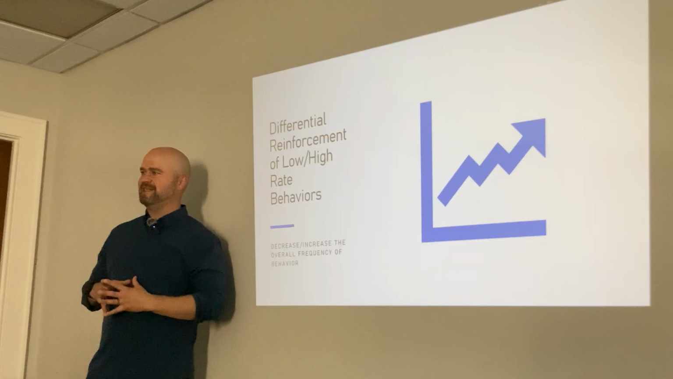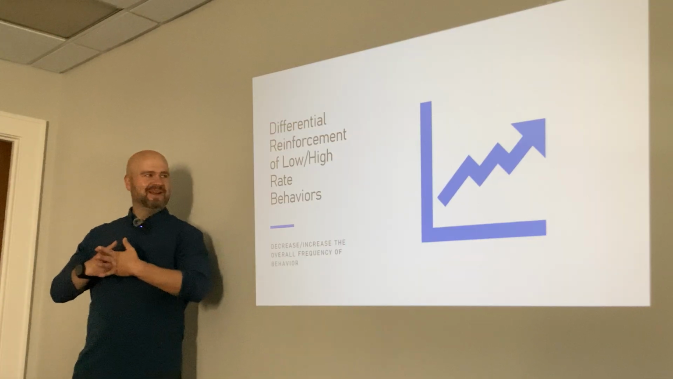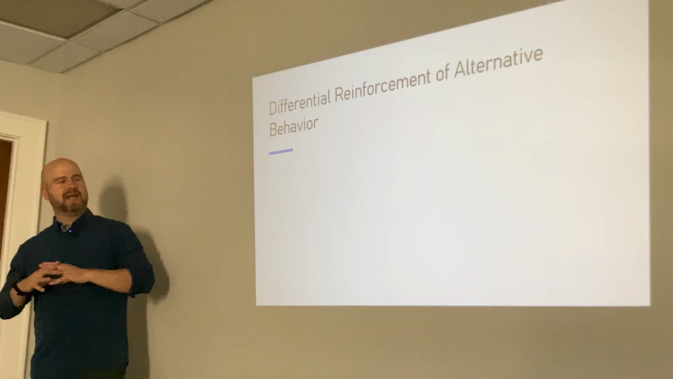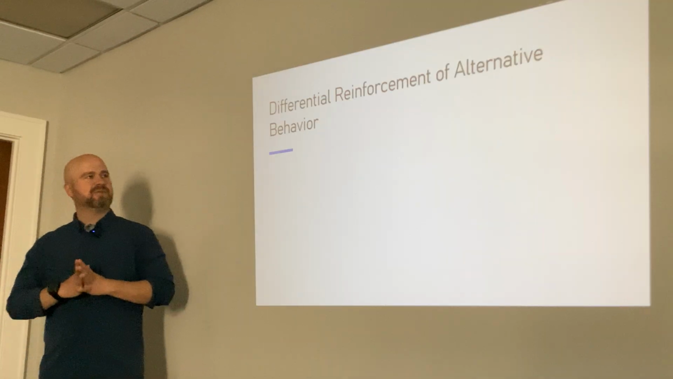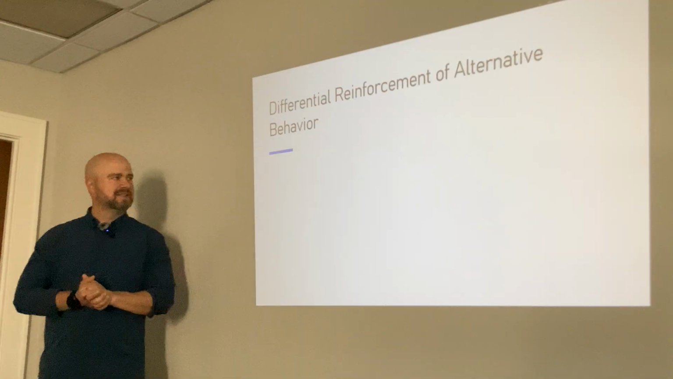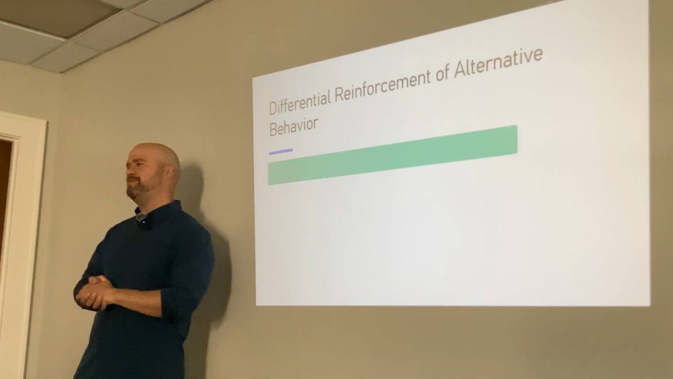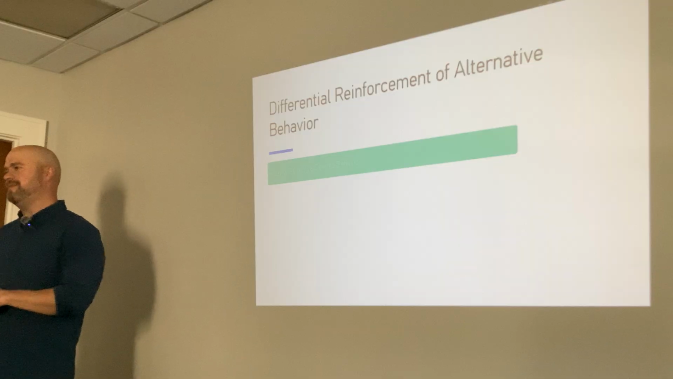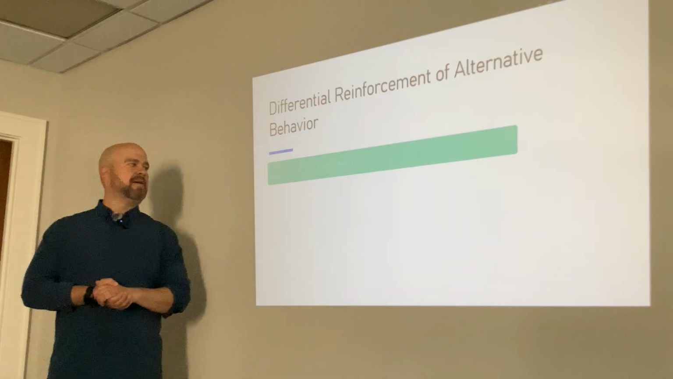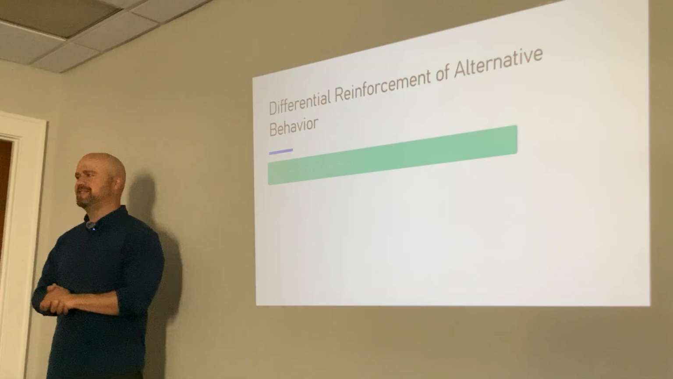So we can also provide reinforcement for low or high rates of behavior. Okay, any questions on this strategy? Okay, and then finally, what I'm going to spend a little bit more time on is differential reinforcement of alternative behaviors. So this is where we're going to pick a replacement behavior that leads to the same function as the problem behavior. And we're going to heavily reinforce the desired behavior.